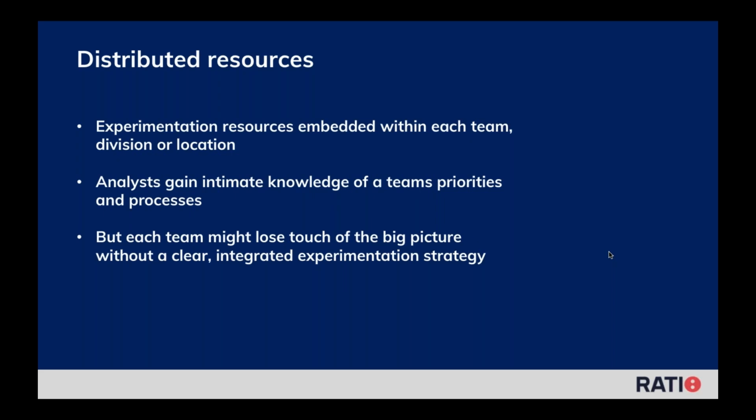That is where, rather than having one centralized team that's driving experimentation, they have experimentation resources, specialists, or what have you, embedded within each team, division, or location. And the benefit there is that those experimentation specialists are much closer to the truth in terms of the priorities, strategic objectives, and processes of the teams they're trying to support. But the drawback is that when things are massively decentralized like that, it's harder to keep everyone aligned around a clear and integrated experimentation strategy.